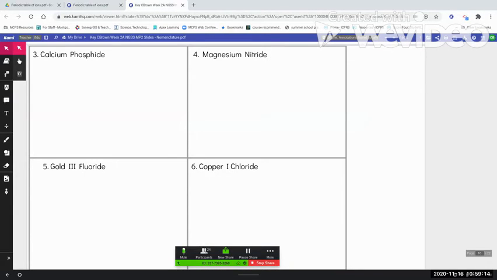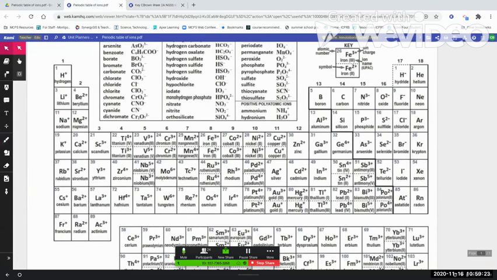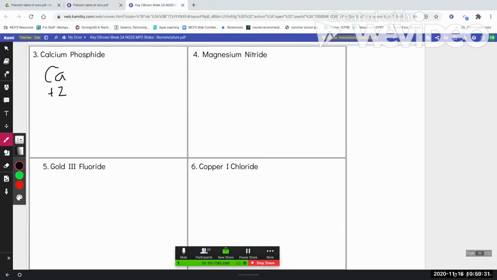So I'm going to write calcium. I'm going to put it down as a +2. And now I need to find phosphide. So I'm going to go to my right-hand side of the periodic table and look for phosphide. It's atomic number 15, P. It has a 3- charge.